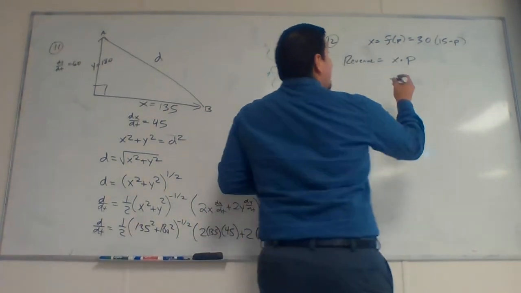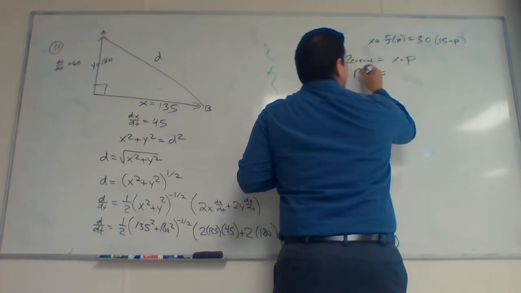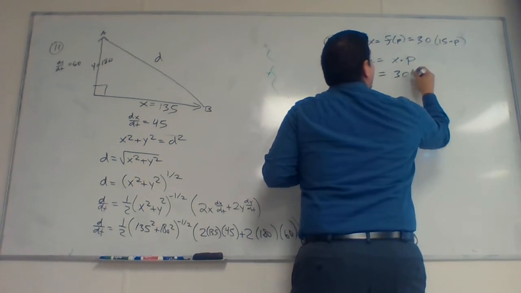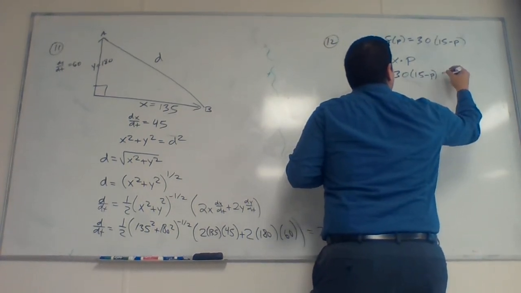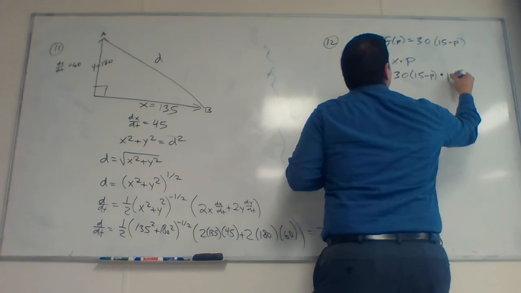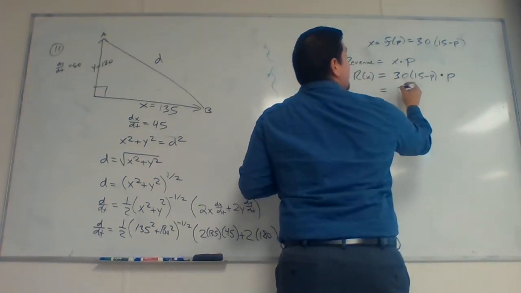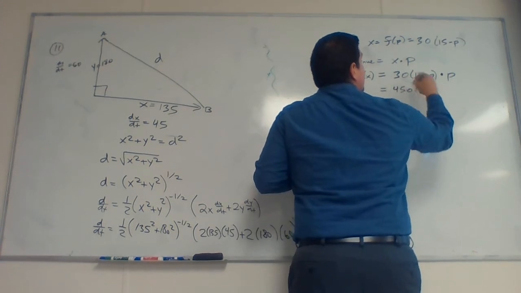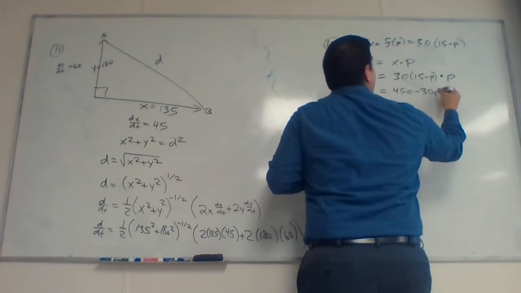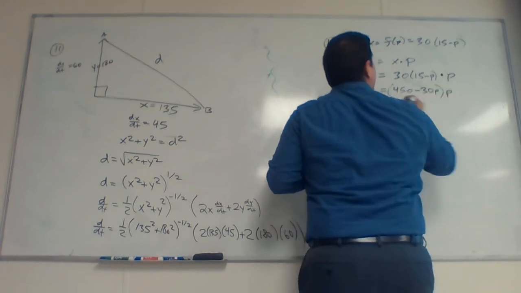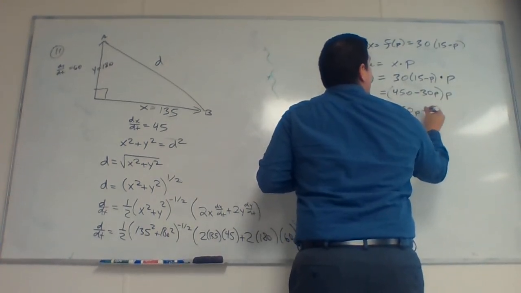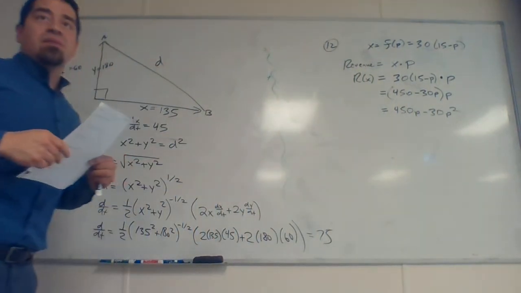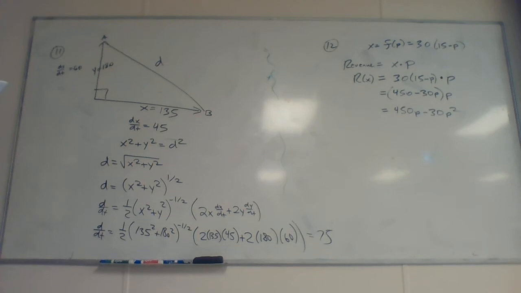So R of x equals x times what? Times p. And that's basically it. You might want to clean it up a little bit. 30 times 15 is 450 minus 30p, times p is 450p minus 30p squared. That's my revenue. So that basically finds it.